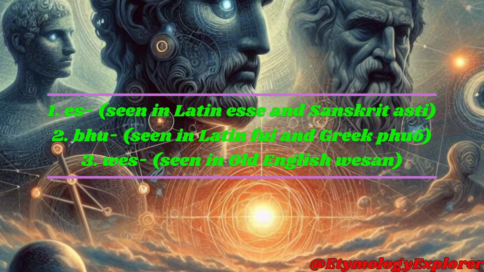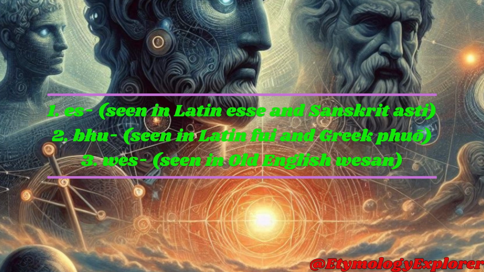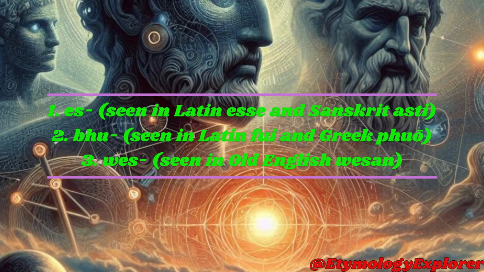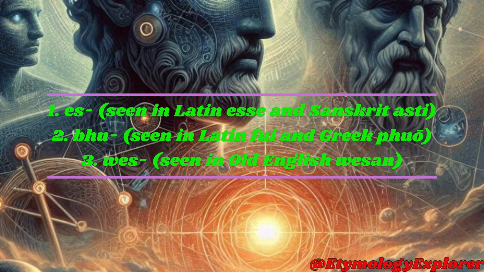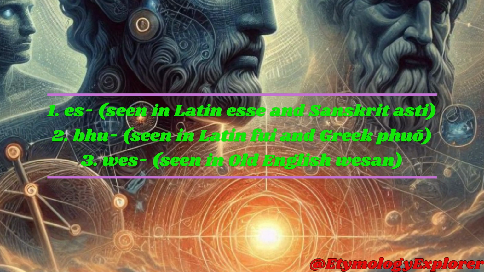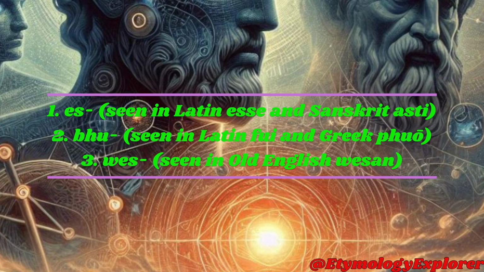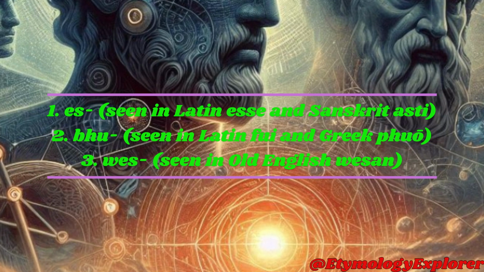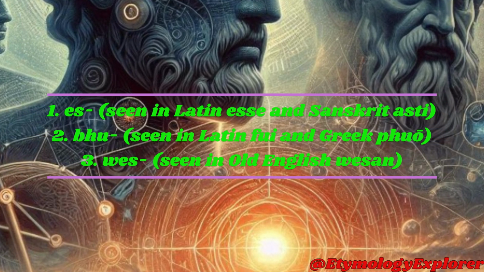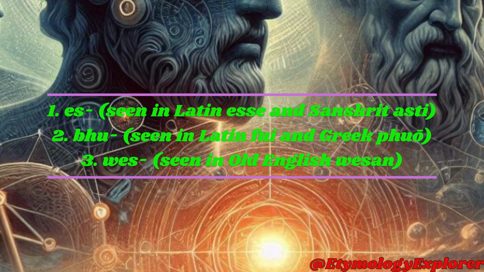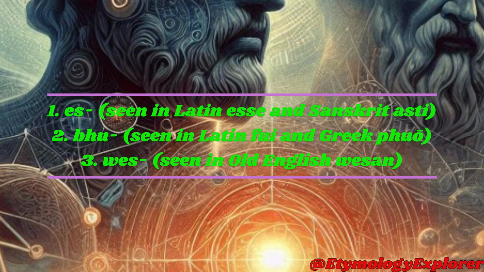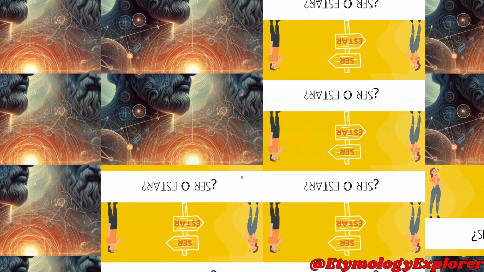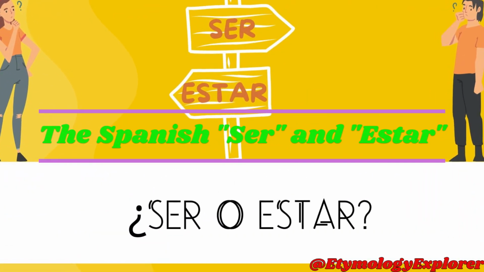Suppletion is the linguistic phenomenon where a single verb is formed from multiple unrelated roots, and it's why to be doesn't follow a regular pattern like most other verbs. The high frequency and importance of to be have also contributed to its irregularity. As one of the most commonly used verbs, it has resisted regularization, preserving its ancient forms even as other verbs became more predictable.